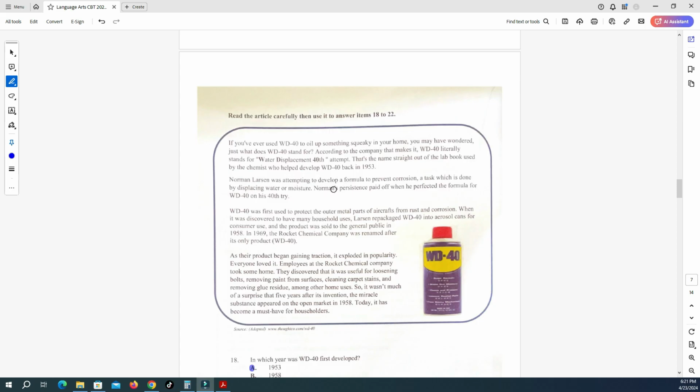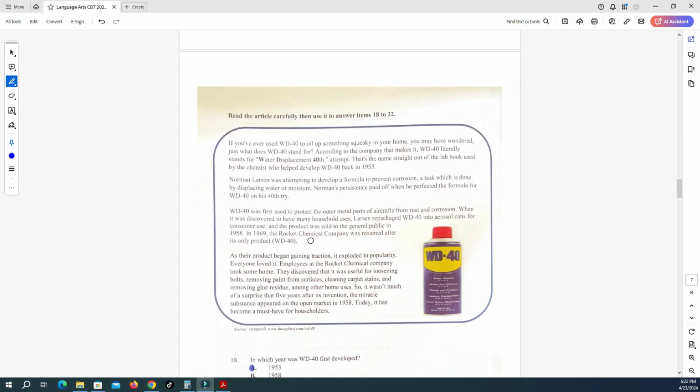Norman Larsen was attempting to develop a formula to prevent corrosion, a task which is done by displacing water or moisture. Norman's persistence paid off when he perfected the formula for WD-40 on his 40th try. WD-40 was first used to protect the outer metal parts of aircraft from rust and corrosion. When it was discovered to have many household uses, Larsen repackaged WD-40 into aerosol cans for consumer use, and the product was sold to the general public in 1958.